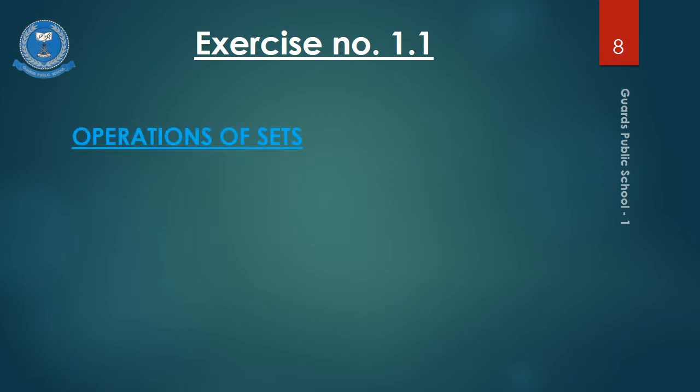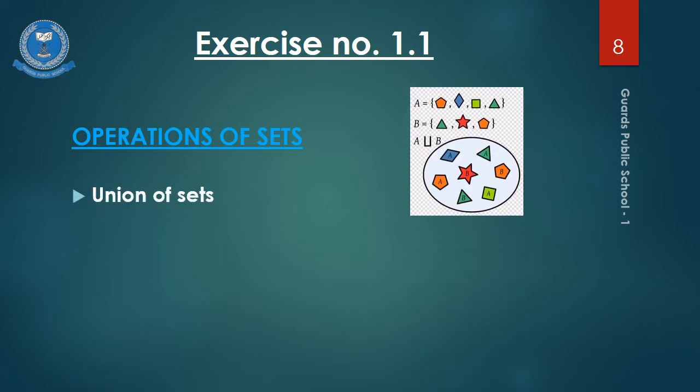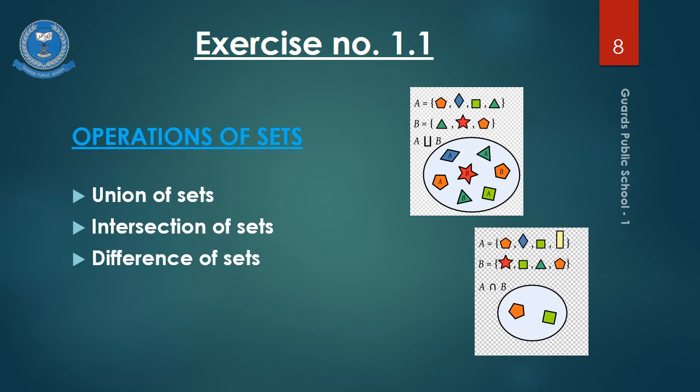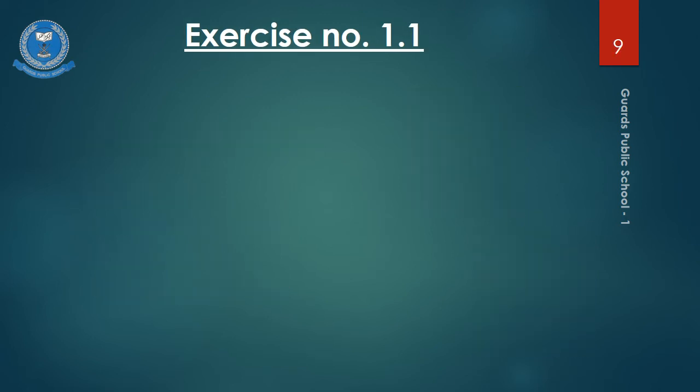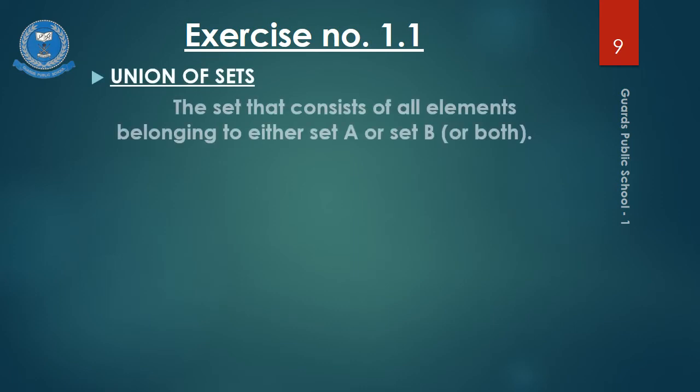Operations of sets. We have different operations of sets, but here we will do the union of sets, intersection of sets, difference of sets and the complement of sets. Union of sets. The union of sets is a set that consists of all the elements belonging to either set A or set B or both the sets.